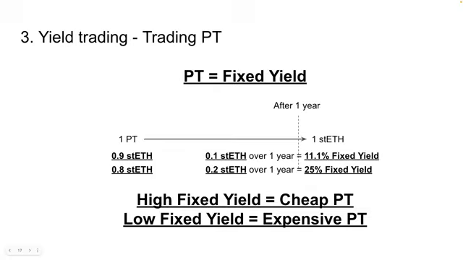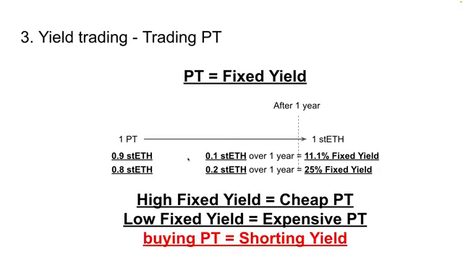Now, as with all other kind of trading, you want to buy low, sell high, right? So you want to buy cheap PT and sell expensive PT, meaning you want to buy PT when yield is high and sell it when it's low. And in other words, you will profit from yields going down. Essentially, buying PT is shorting yields because you profit from yields going down, right? Yeah, that's the rough theory you need to understand for PT.